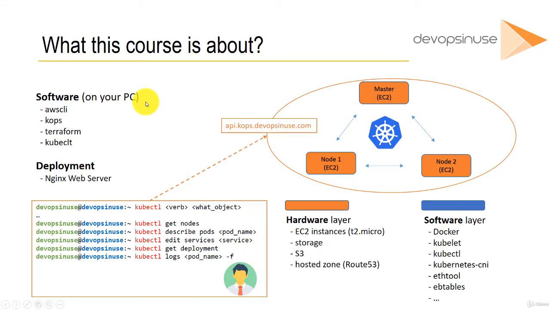So let me tell you right away what this course is all about. Obviously this course is all about Kubernetes, about scheduling Docker containers inside Kubernetes, and about comprehensive deployment. So basically these are the 3 goals I want to achieve by this course.